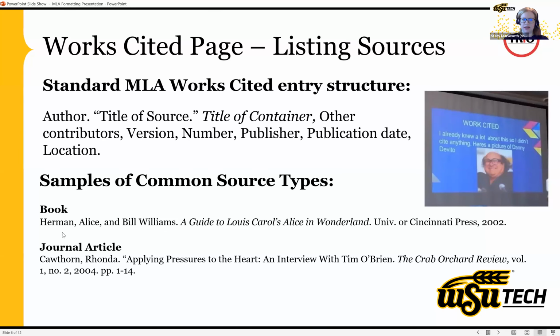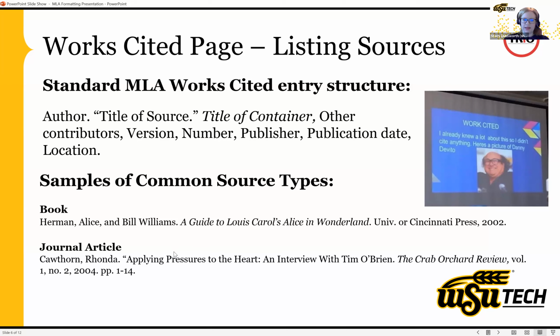So if we are citing, for example, this book by Alice Herman and Bill Williams, then the way we do that is we put them in parentheses. We'll say Herman and we do spell out and, Herman and Williams. And then there's no comma here, just a space. And then whatever page number where you found that particular piece of information or that page range.